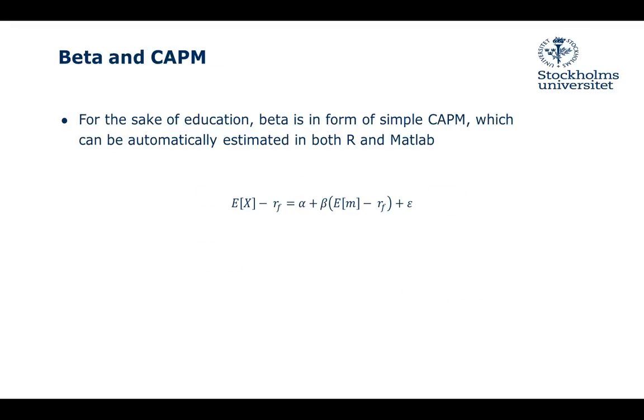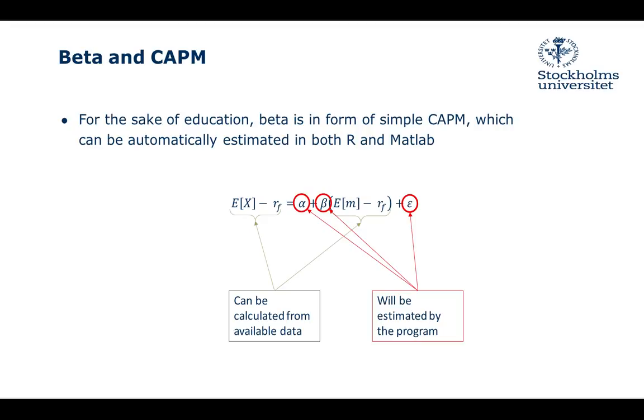So we're going to use the simple CAPM. This is the CAPM written in a regression-like manner, so that the excess return for the stock X is equal to some alpha, which is Jensen's alpha, plus beta multiplied by the excess return of the market, or market premium, and also some error term. The market premium and the excess return can be calculated from the available data, no problem, and alpha, beta and errors can be estimated by the program automatically by just running one function, so that's also okay. Then this beta, we're going to extract from our estimates, and we're going to use it to calculate our Treynor measure.